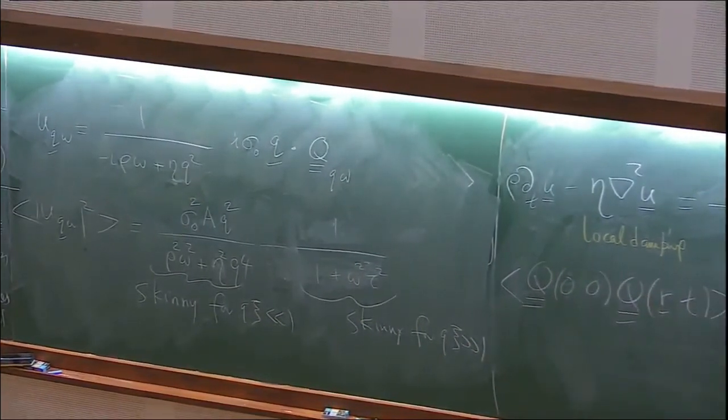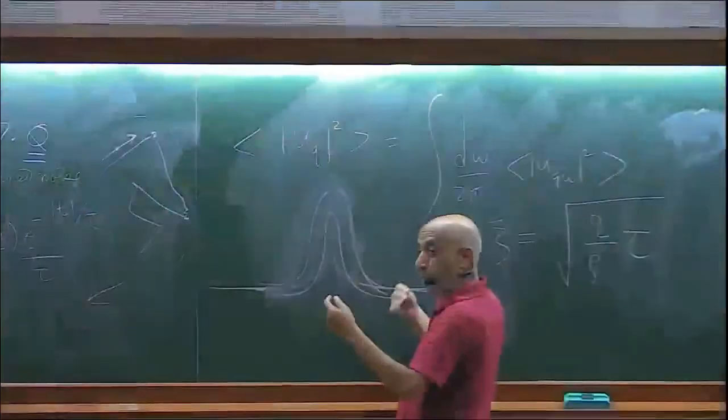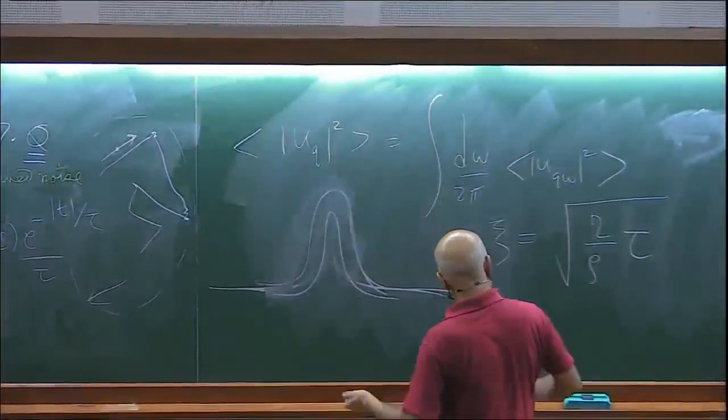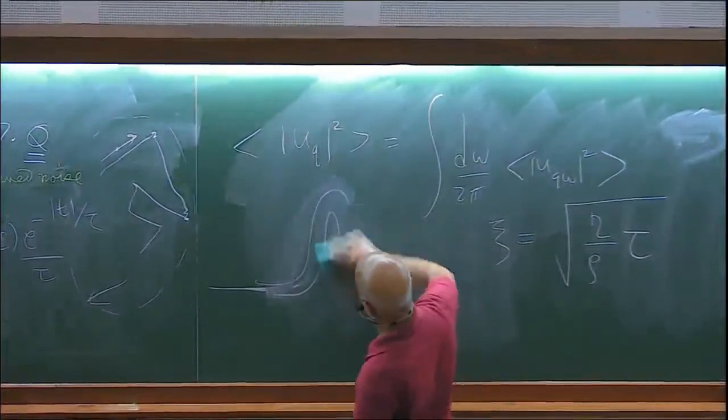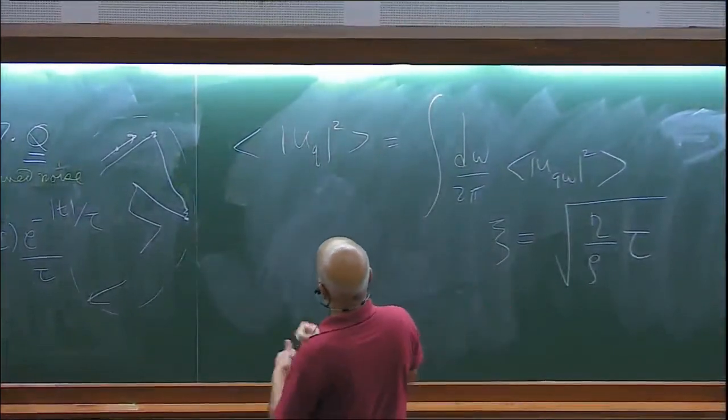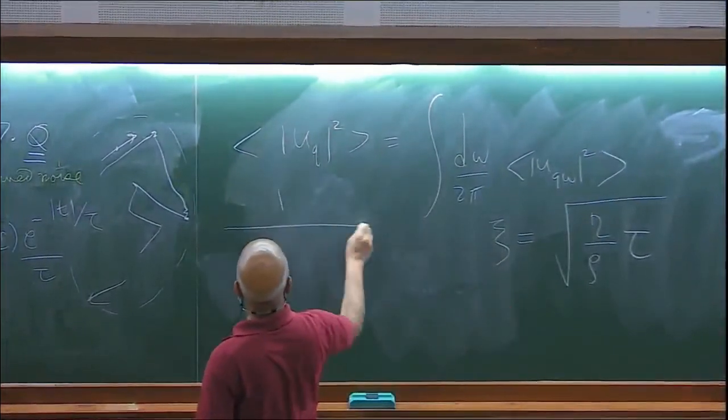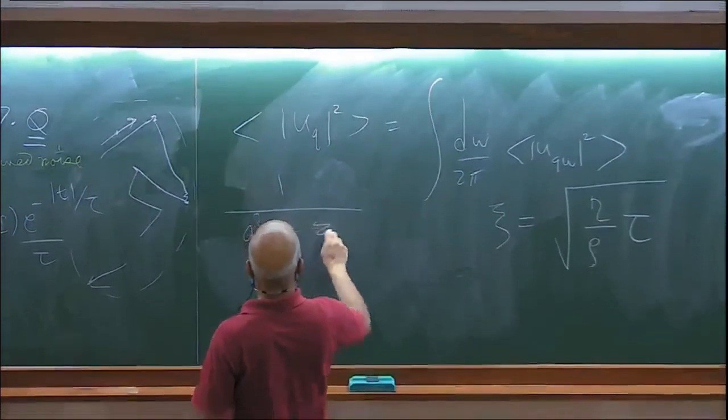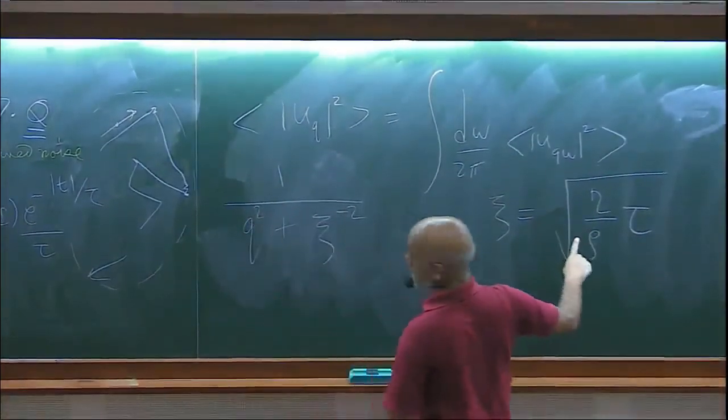So the end result is that I get something that looks like this thing. I just drew this to say if I multiply two Lorentzians and I try to integrate this, then only the skinnier one matters. But which one is skinnier depends on whether I'm at large q or small q. But it turns out large q here doesn't have to be very large, which is why it's interesting. So basically what you get is something which will go as 1 over q squared plus xi to the minus 2, where xi is this xi.